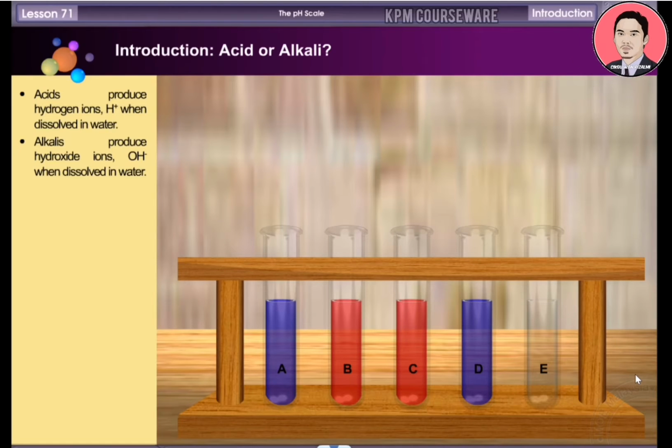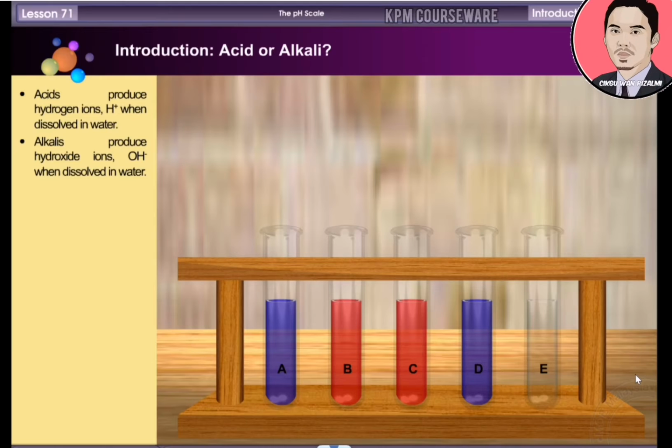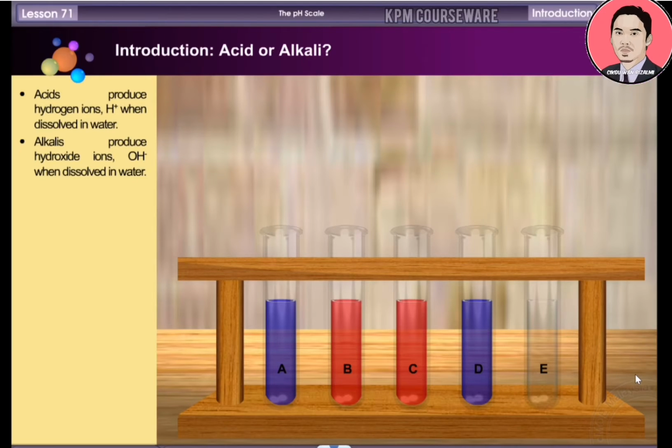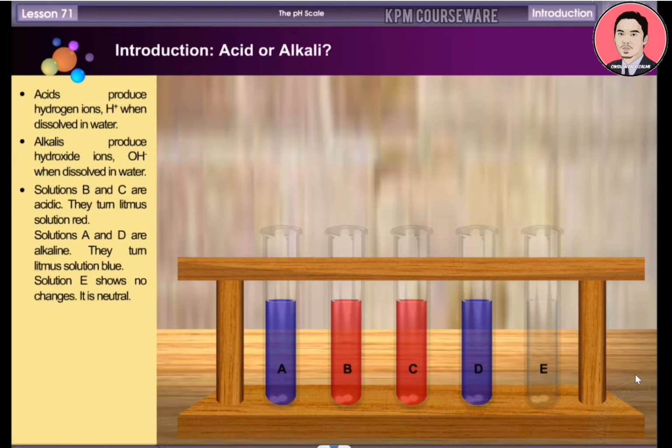Now, can we identify which solutions are acidic and which are alkaline? Yes, we can. Solutions B and C are acidic as they turn litmus solution red. Solutions A and D are alkaline as they turn litmus solution blue. Solution E shows no changes. It is neutral.